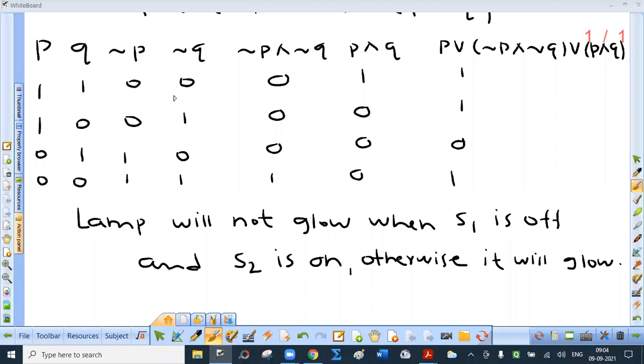So this is the switching table. You will notice that entries in the last column are 1101. So lamp will not glow in only one case. Which case? S1 is off and S2 is on. Don't just say S1 is off, because when S2 is also off, current flows. So lamp will not glow only when S1 is off and S2 is on. Otherwise, it will glow.